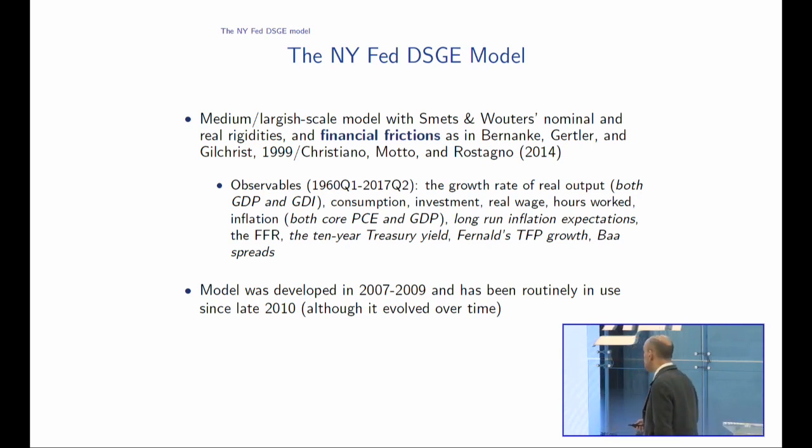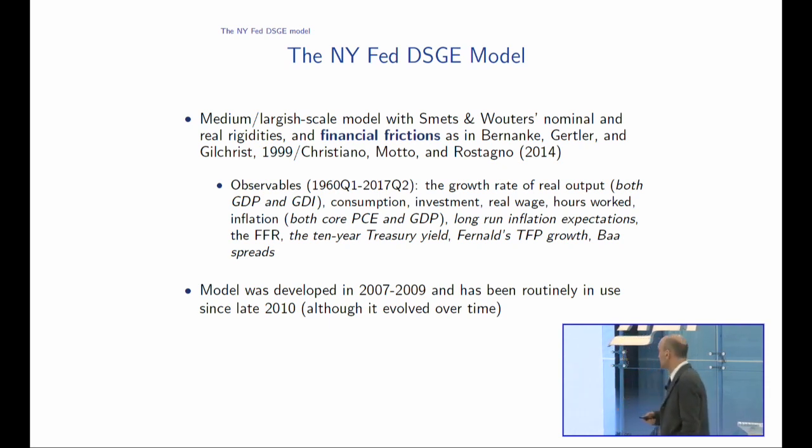The model was developed between 2007 and 2009 originally, and then has been routinely in use after that. Okay, it changed over time. It's not a static thing. Obviously, that's our job, to change the model and to try to improve it. But the main features that are listed there were pretty much a constant of the model. Okay, any questions or comments? Good.